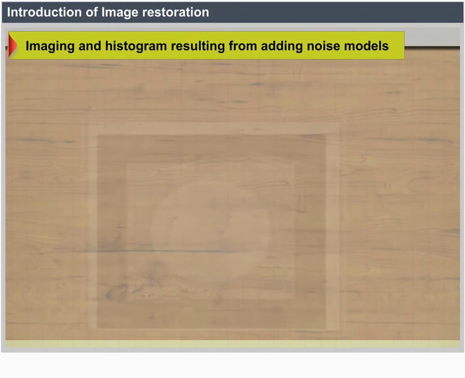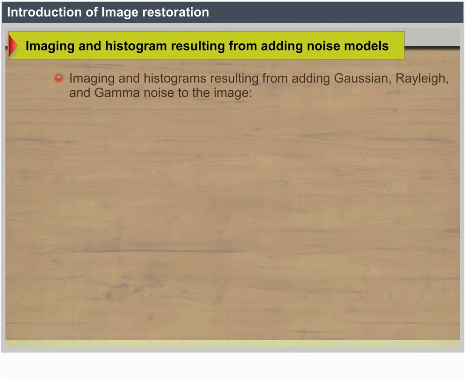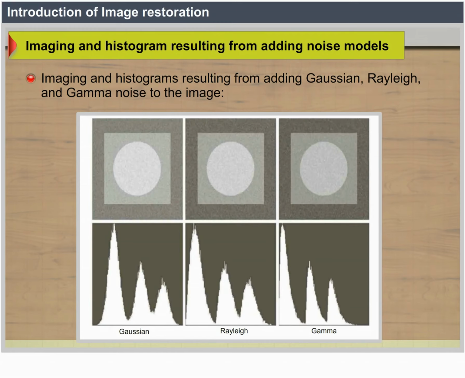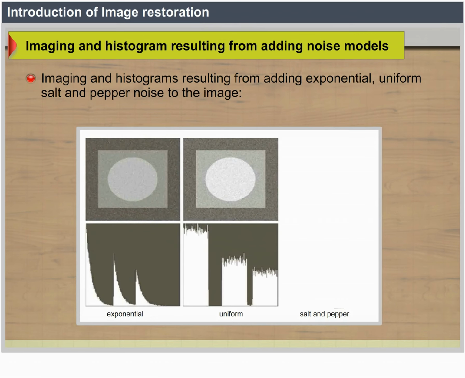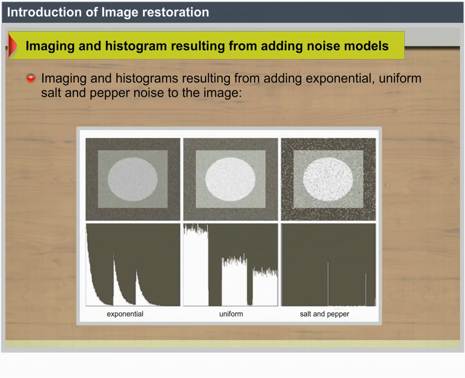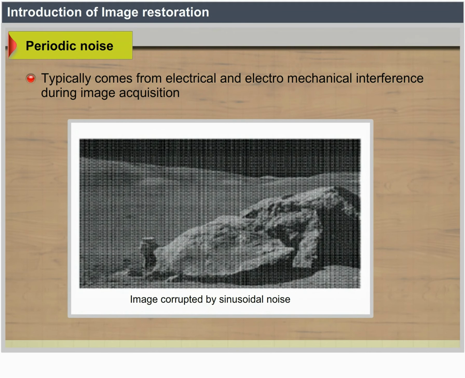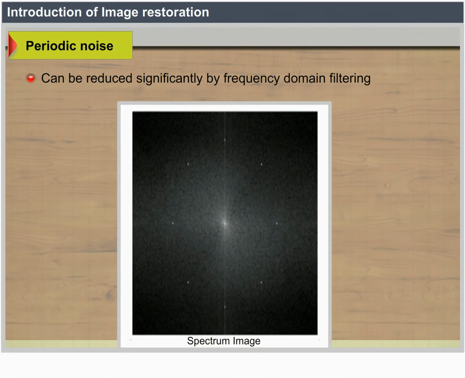Images and histograms resulting from adding noise models. Images and histograms resulting from adding Gaussian, Rayleigh and gamma noise to the image. Images and histograms resulting from adding exponential, uniform and salt and pepper noise to the image. Periodic noise typically comes from electrical and electromechanical interference during image acquisition. It can be reduced significantly using frequency domain filtering.